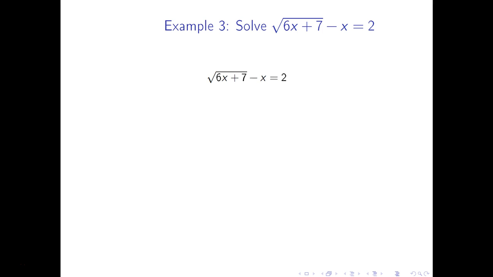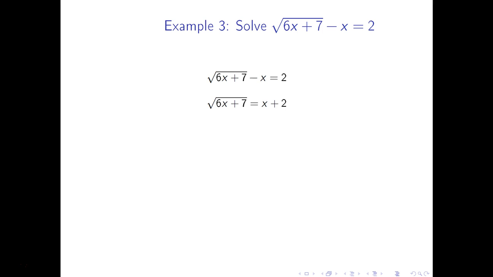I want to solve this one. Now notice I have an x, but the idea still continues the same way. We want to get at this x underneath the square root, and the only way to do that is to get the square root all by itself. So how can you get the square root all by itself?